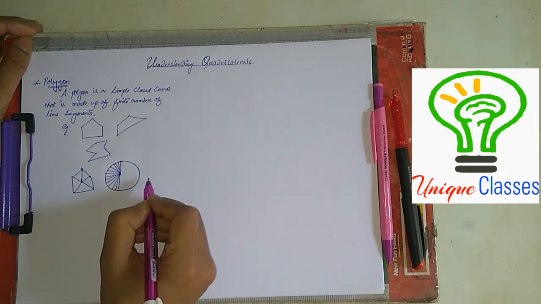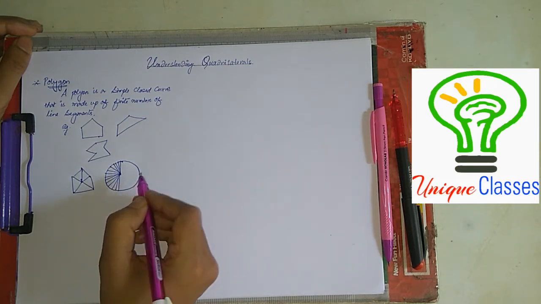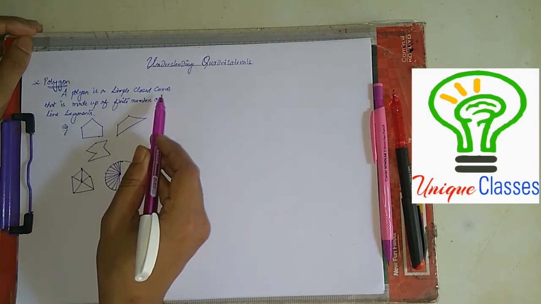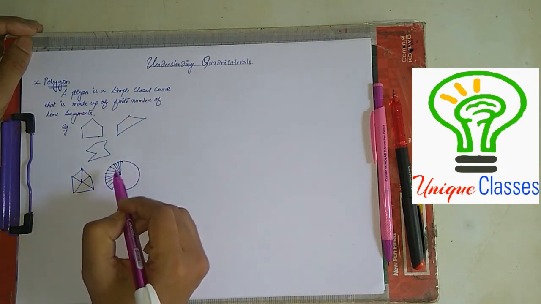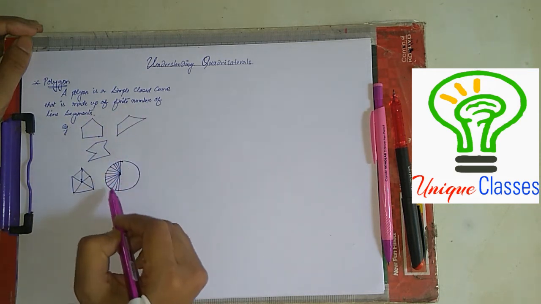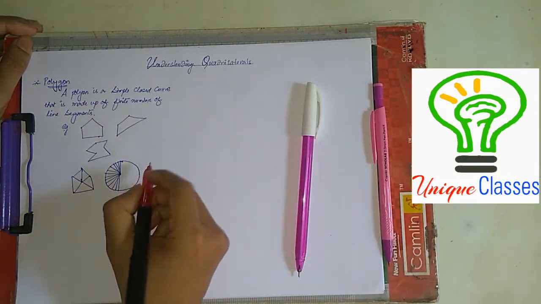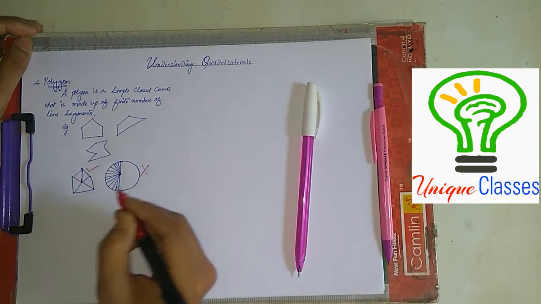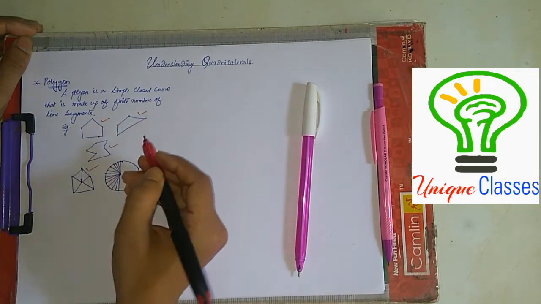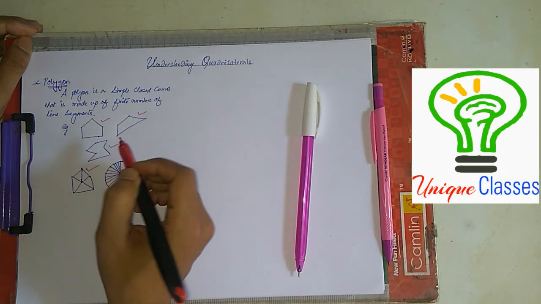So, is a circle a polygon? No, a circle is not a polygon just because the definition itself says that a polygon is a simple closed curve. Circle is a simple closed curve, but this is not made up of finite number of line segments. A circle has infinite number of line segments. That is why this circle is not a polygon, but this is a polygon. This is also a polygon, this is also a polygon, this is also a polygon. Now we'll discuss what type of polygon is this and what type of polygon is this later on.